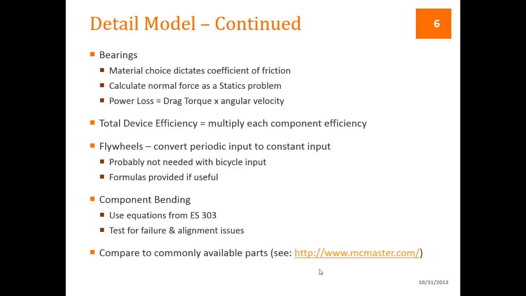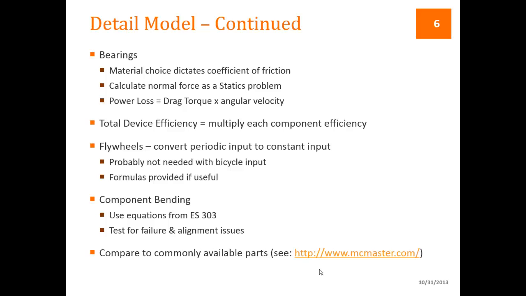If you're using bearings, which most of you will be to some extent anyhow, the material choice will dictate your coefficient of friction. And so you can find information about the coefficient of friction for various different materials. Even if you're just using a wood-on-wood type bearing, where you have your wooden shaft resting on a hardwood support, and that's not a bad bearing actually, you can look up a coefficient of friction for that bearing.